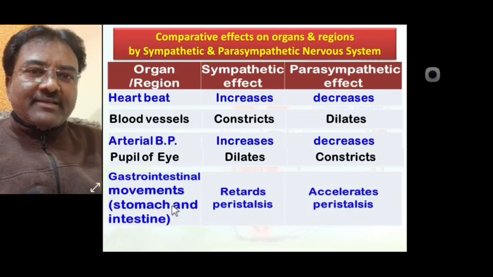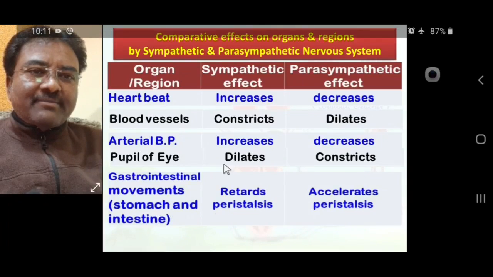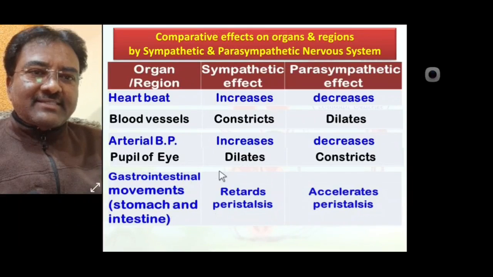Gastrointestinal movement, stomach and intestine: retard peristalsis by effect of sympathetic nervous system. Parasympathetic nervous system effect accelerates peristalsis. जेव्हा पेरिस्टाल्सिस रिटार्ड करते सिम्पॅथॅटिक नर्वस सिस्टीम, तेव्हा पॅरासिम्पॅथॅटिक नर्वस सिस्टीम ॲक्सिलरेट करते पेरिस्टाल्सिस मुवमेंटला.